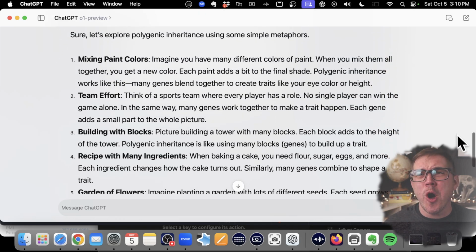Mixing paint colors. Imagine you have many different colors of paints. When you mix them all together, you get a new color. Each paint adds a bit to the final shade.